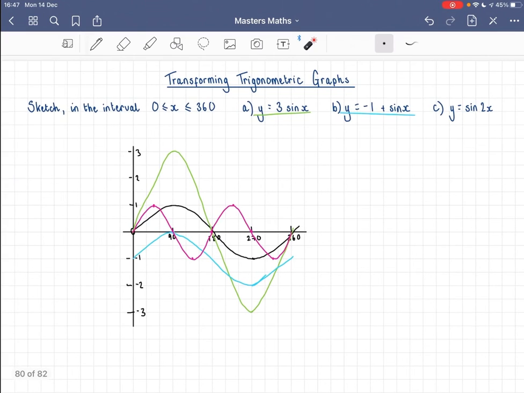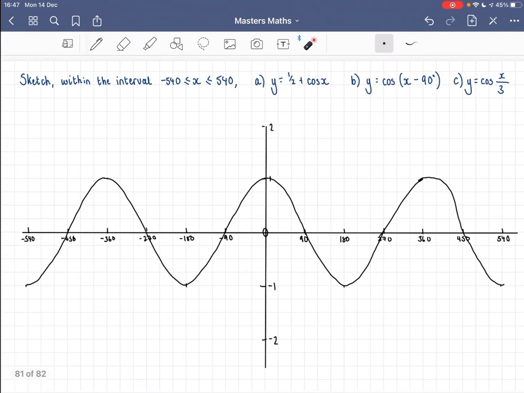But yeah, let's go. So now we have sketch within the interval -540 to 540. That is quite a big interval, mainly because of one particular part of the question, so I just made it the same for all three. It wouldn't usually be such a big interval, but we'll go with it for now. So sketch within the interval -540 to 540, y equals 1/2 plus cos x.